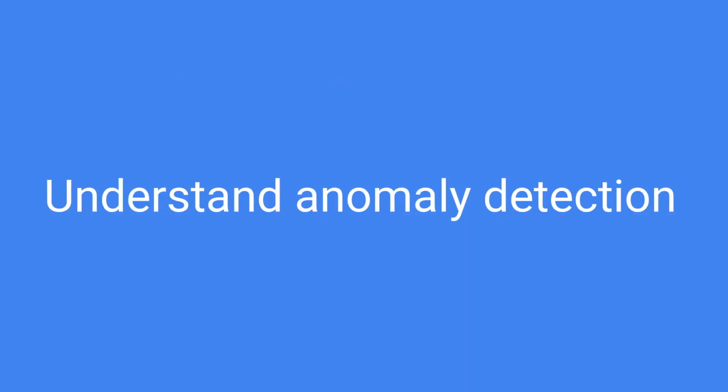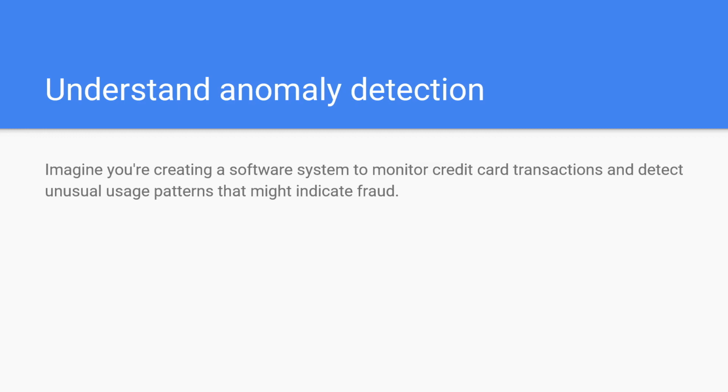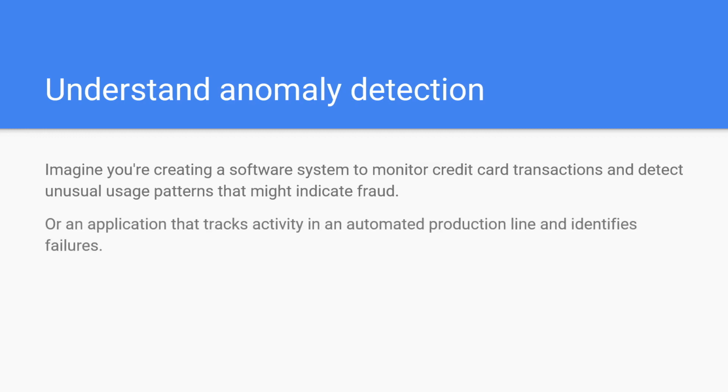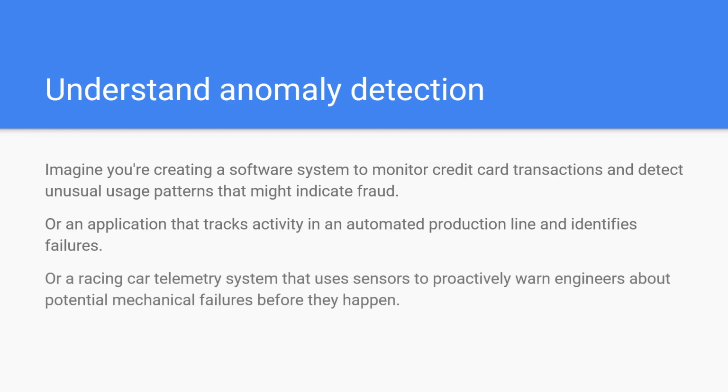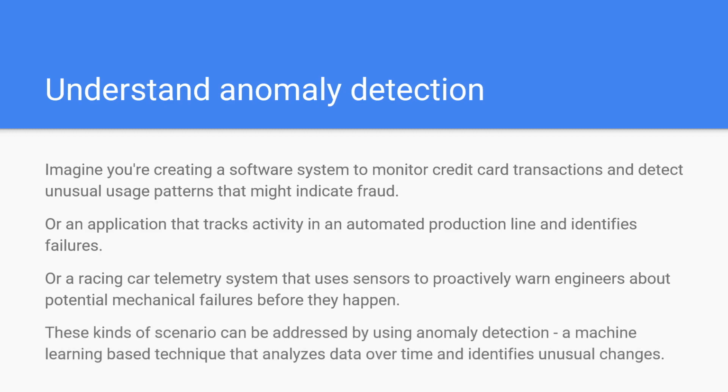Understand anomaly detection. Imagine you are creating a software system to monitor credit card transactions and detect unusual usage patterns that might indicate fraud, or an application that tracks activities in an automated production line and identifies failures, or a racing car telemetry system that uses sensors to proactively warn engineers about potential mechanical failures before they happen. These kinds of scenarios can be addressed by using anomaly detection, a machine learning based technique that analyzes data over time and identifies unusual changes.